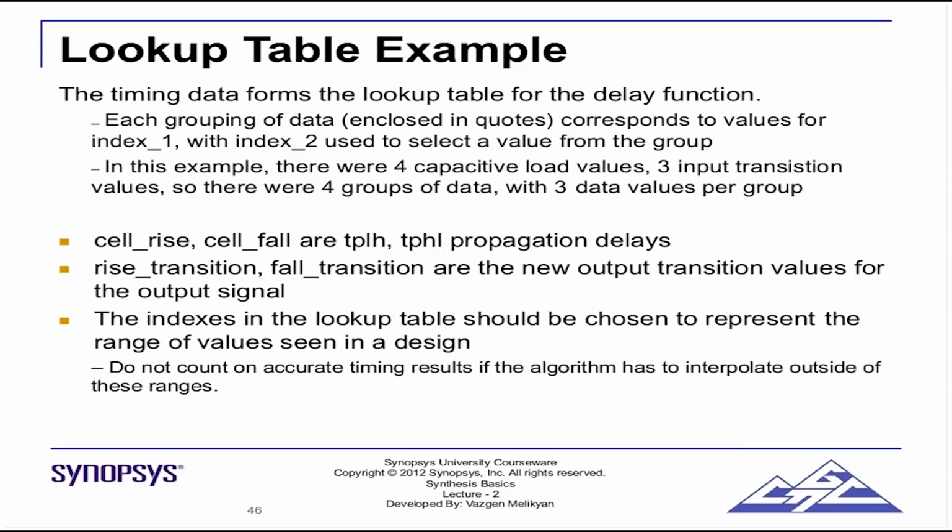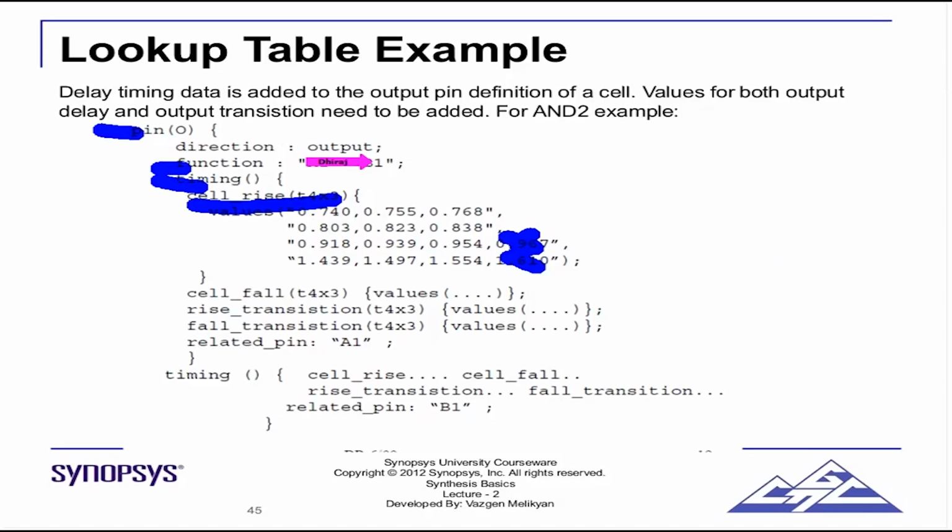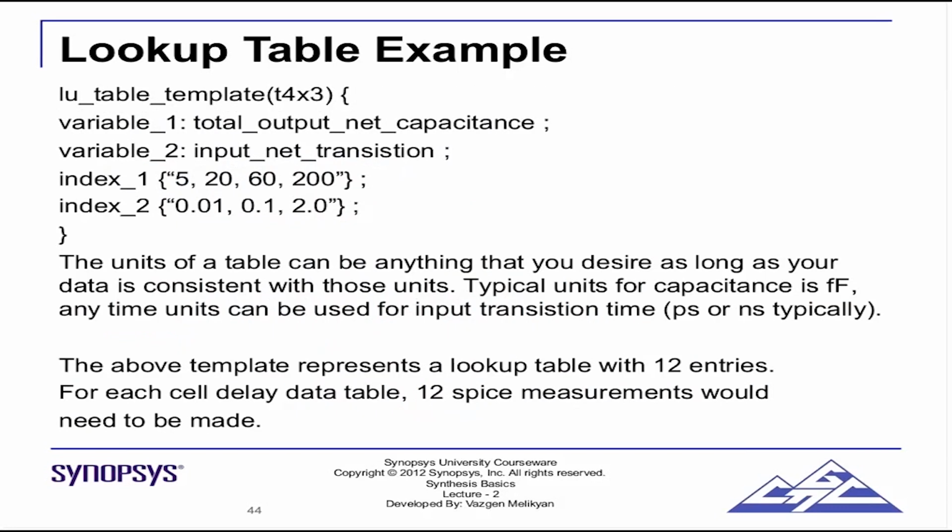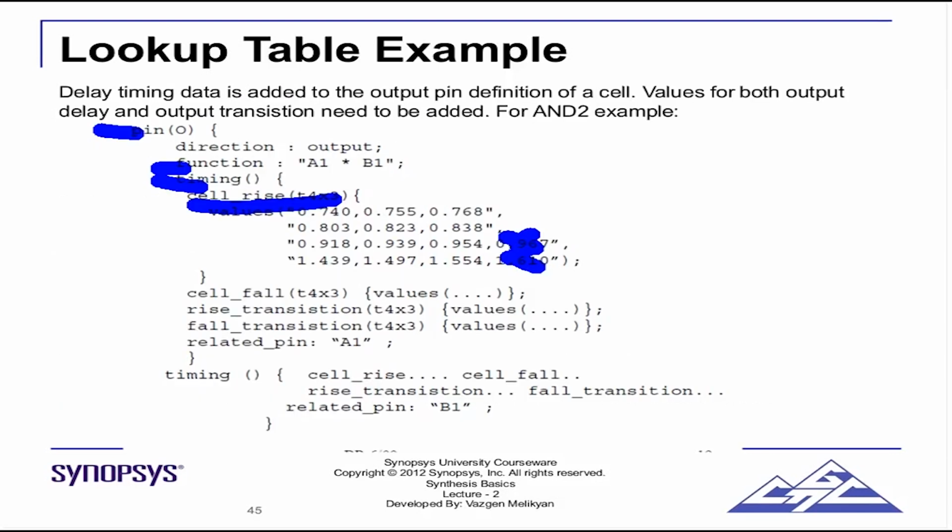So all the 4 things, cell rise, cell fall, rise transition, fall transition, will use the same table. This is the same table with the given indexes. So this template is common to all 4. The values will change, obviously. The designer chose 4 capacitor points and 3 transition points, and at each of these points, the designer calculated the rise delay, the fall delay, the rise transition, and the fall transition, and put it in here.